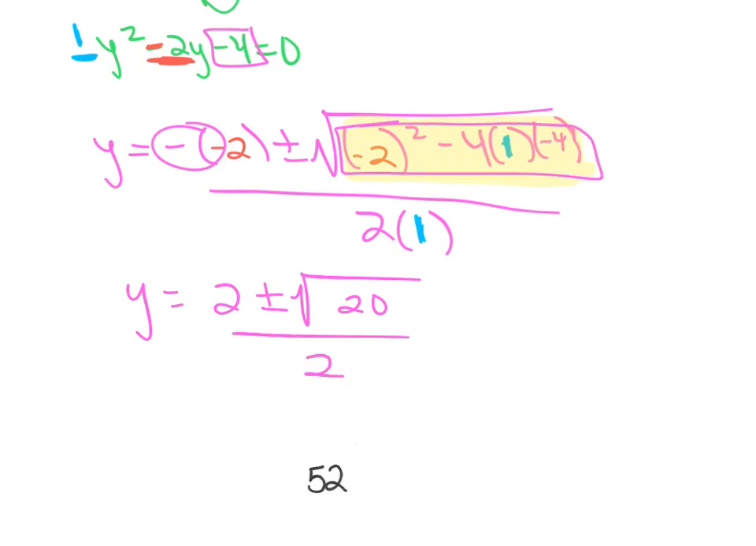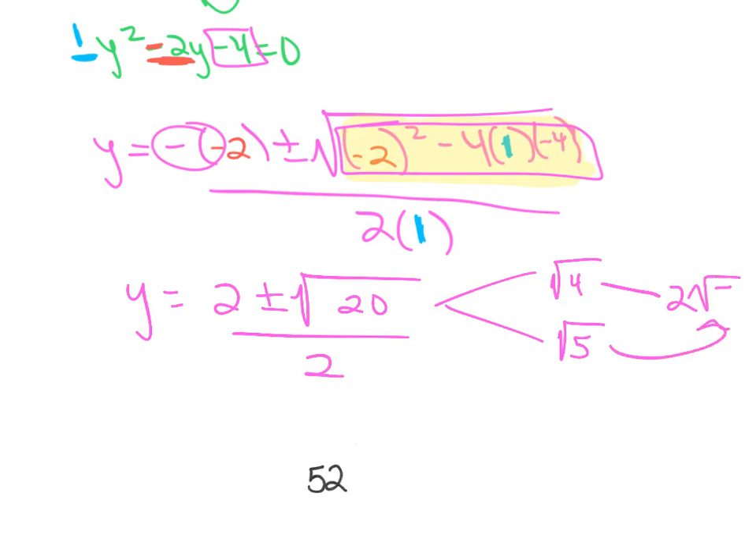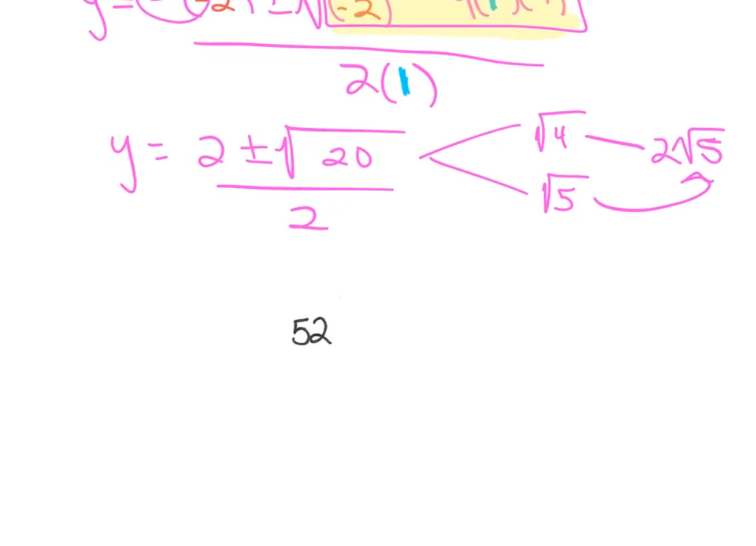Okay, all over 2. And you guys should remember how to simplify radicals. So the square root of 20, I can break that up as the square root of 4 and the square root of 5, right? Because 4 times 5 is 20. And I picked the largest perfect square, which in this case is 4. So I have the square root of 4 reduces to 2, and the square root of 5 stays along for the ride. So we are left with y equals 2 plus or minus 2 radical 5 over 2.